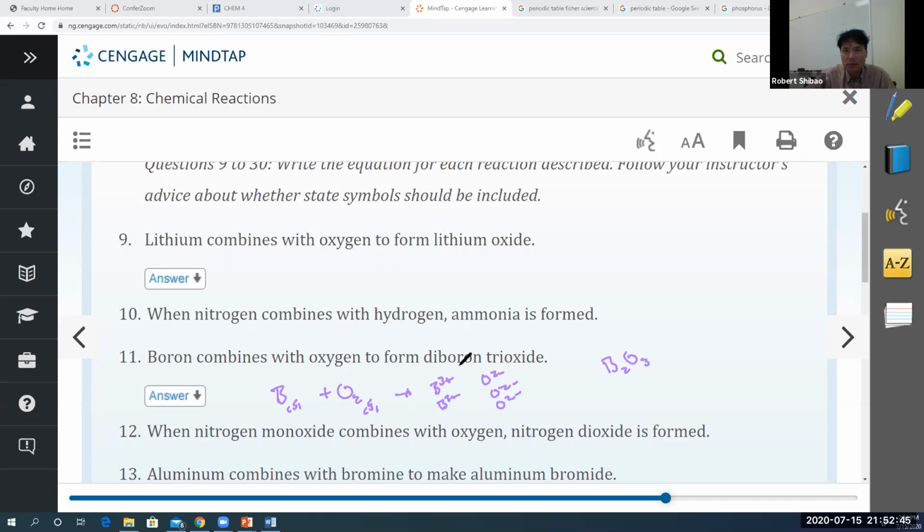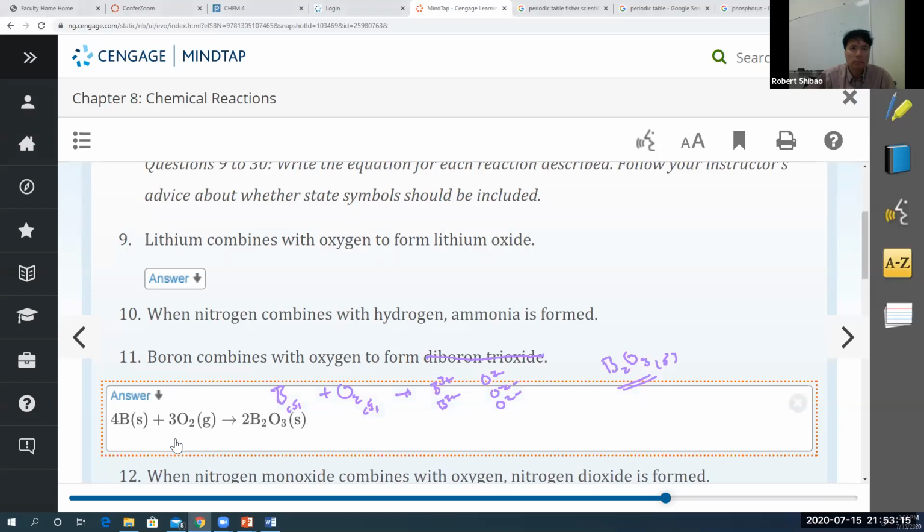That's how we can tell what we form. We don't need to be told what's going to form. We could figure it out based on the periodic table here. And so diboron trioxide should form based on how many oxygen likes to gain and how many boron will lose. And so B2O3 is a solid, actually, it turns out. So let's take a look at what they got here. Oh, we didn't balance it. I forgot to balance it.